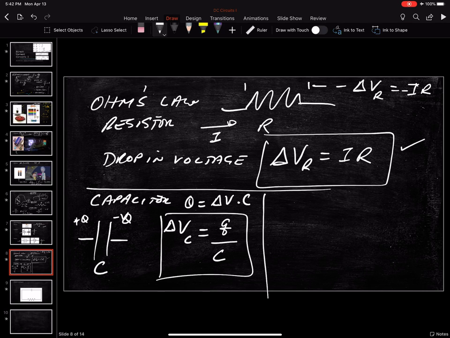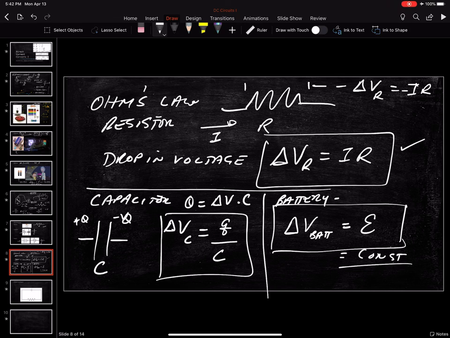Okay? So, important things. And finally, for a battery, the delta V for a battery, well, that's just my E, and this is constant. Okay? So these are the things to keep in mind, and of course, the only other thing that you need to remember is that I is dq dt. Sometimes this will pop up as well. So these are the things that we can build everything else up from.